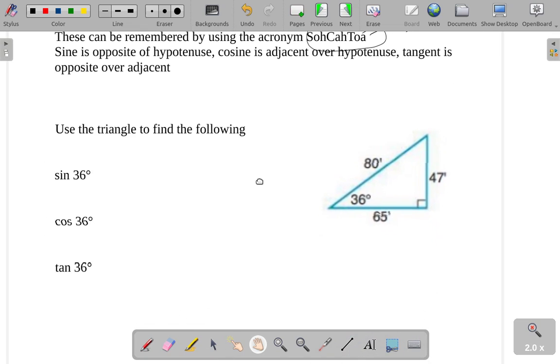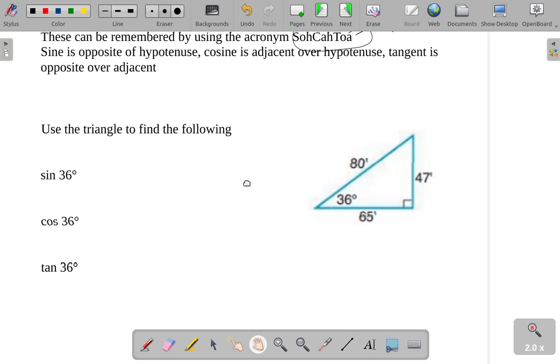So let's do a couple of these. Let's use the triangle to find the following. And you know what? Instead of calling this 36 degrees, I should just call it x, because I don't want us to be able to plug it into the calculator the other way. If we want to find the sine of this angle, then what I need to do is take the opposite divided by the hypotenuse. So 47 divided by 80.